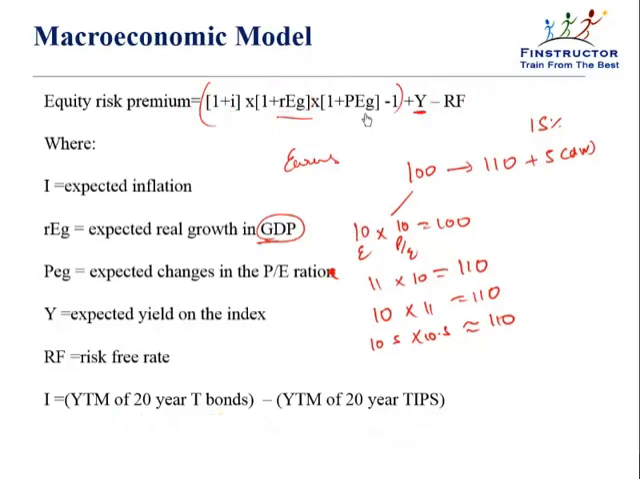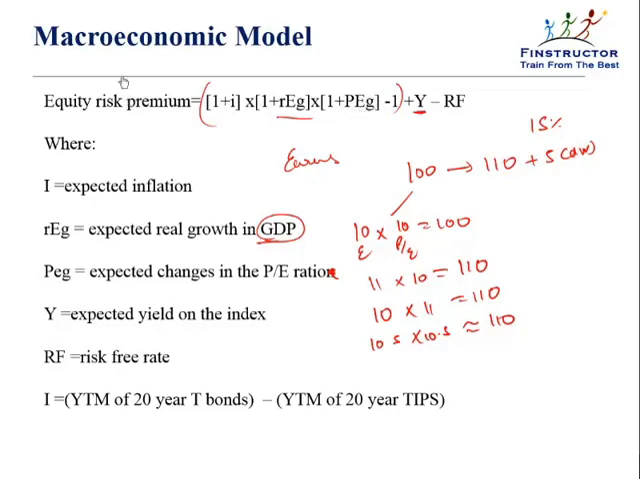And the expected changes in PE ratio depends on the analyst's judgment. If the analyst feels the market is undervalued, then he'll probably build in some growth or some increase in the PE ratio. If he thinks the market is overvalued, he'll probably build a negative number or a negative return because of this change in PE ratio.